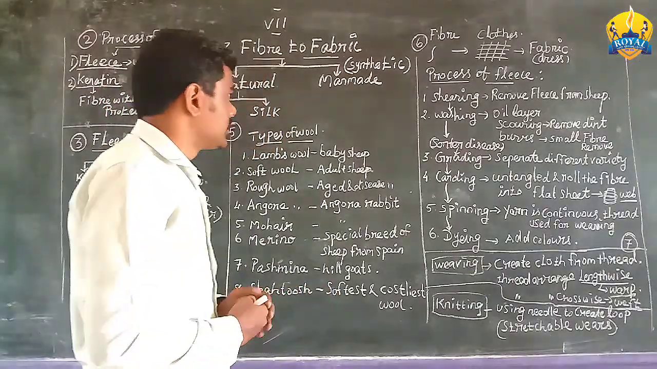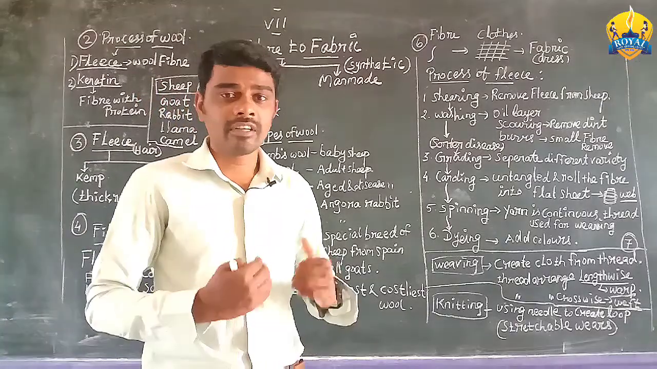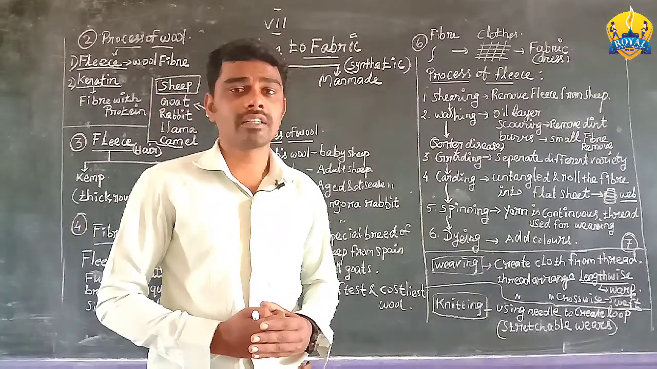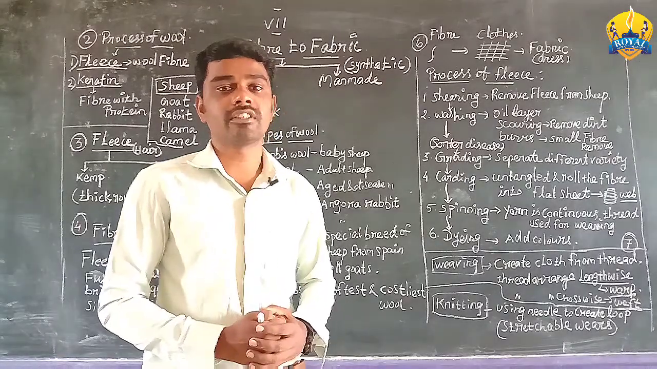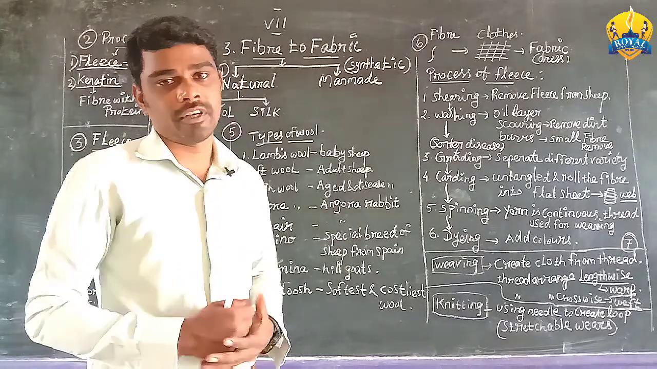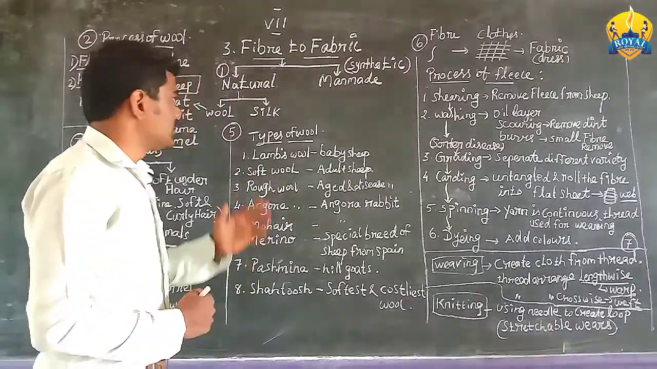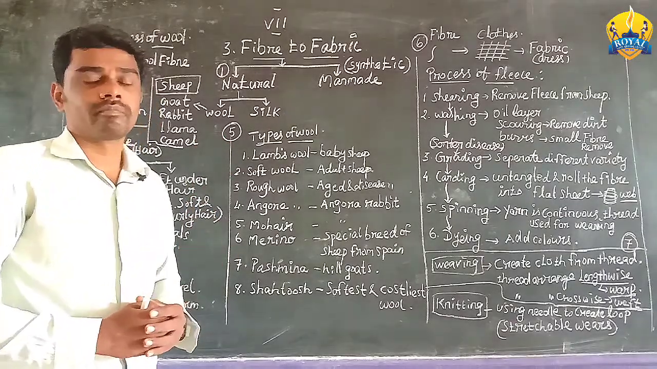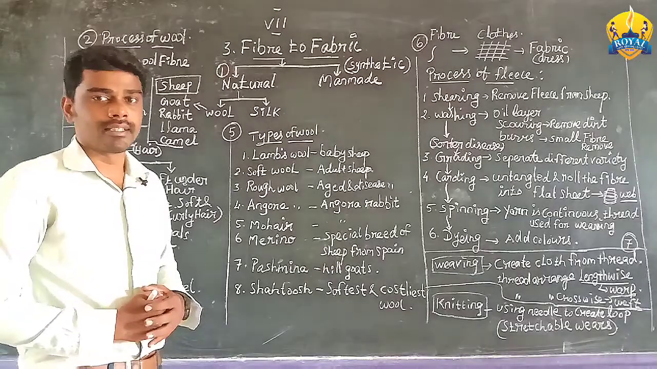Okay, then next, man-made fiber, that is a synthetic fiber. For our purpose, we artificially prepare it, which is known as man-made or synthetic fibers. And then natural fiber, which is basically two types: wool and silk.